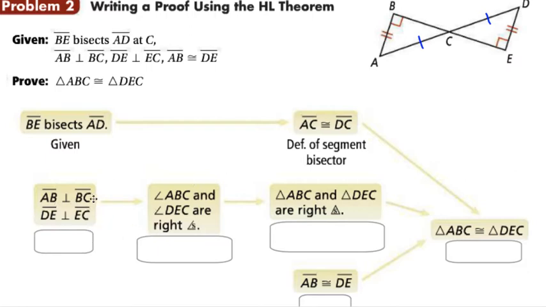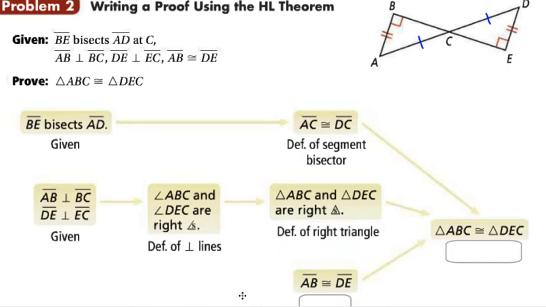AB perpendicular to BC and DE perpendicular to EC, that was given. Okay. Triangle ABC and DEC are right triangles. That's just the definition of perpendicular, right? If the lines are perpendicular, then it creates 90-degree angles, or right angles. ABC and DEC are right triangles. Well, that's the definition of a right triangle. It's a right triangle if it has a 90-degree angle. AB congruent to DE. What is our reasoning for that? Well, that's up here in our given section, so that's a given. So they're concluding now that the triangles are congruent because we have the hypotenuse leg and a right angle. So that's the hypotenuse leg theorem.